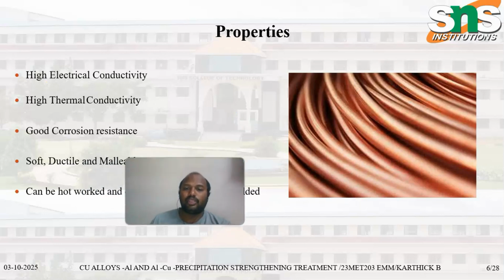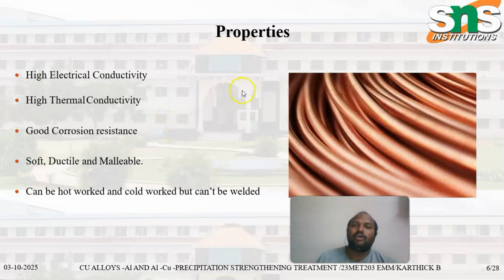So coming to the next thing, why we are going to use copper. The main reason is that it has a variety of properties which are more suitable to us. The first one is high electrical conductivity, and we'll see the application point of view at a later part. The second one is high thermal conductivity. The third one is good corrosion resistance. The fourth one is that it is soft, ductile, and also malleable.